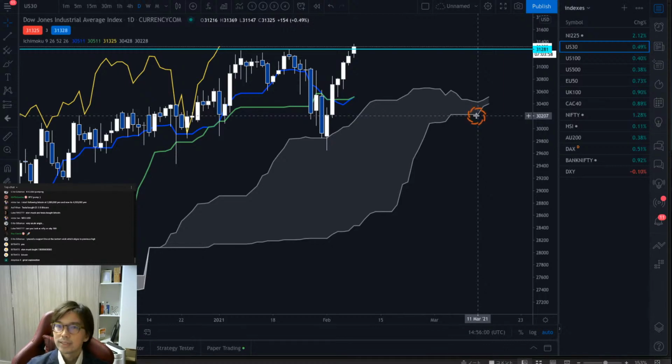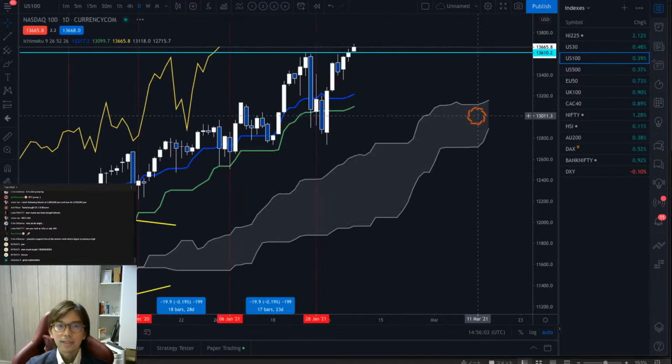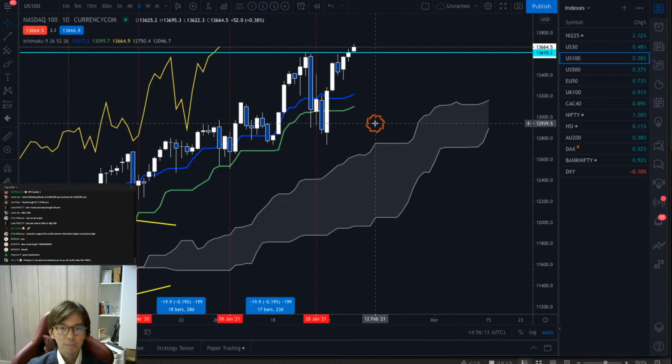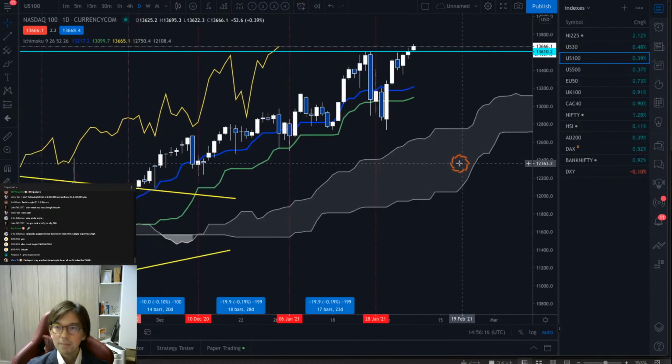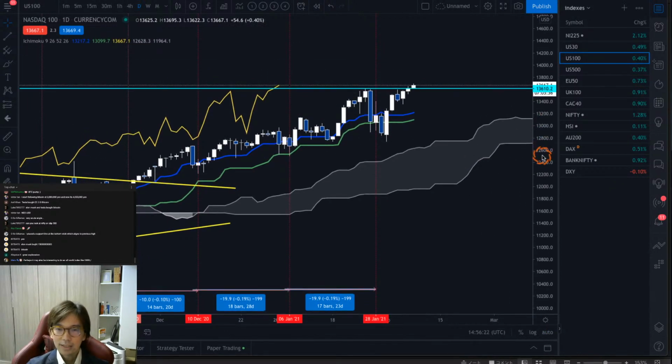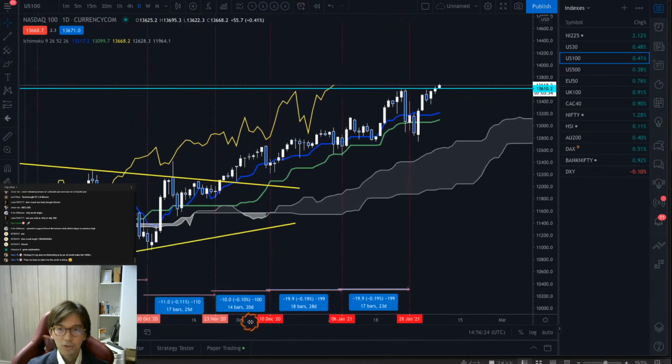So yeah, and Nasdaq also shows uptrend. We see the Kumo, Tenkan-sen and Kijun-sen up, Chikou span above the candles. So I think this is a continuous uptrend. And also the time cycle of this Nasdaq is kind of interesting too. Time cycles is another way to look at the charts by Ichimoku.